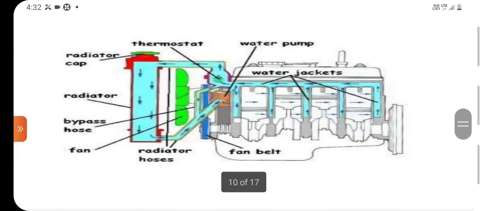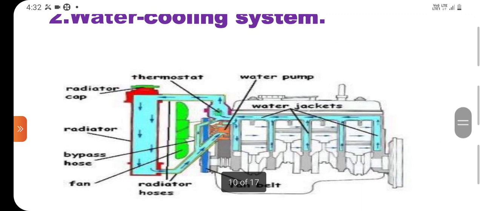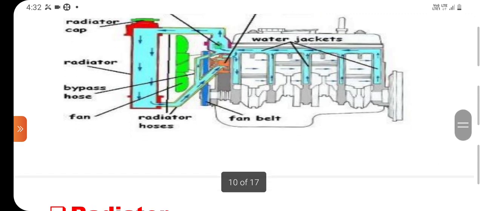Now, how do the water cooling systems work? There are various components used for the water cooling system, such as a radiator. A water pump is required to circulate the water. Radiator hoses are required. The radiator fan is required, and to drive this fan there is a requirement of a belt. These are the various components of the water cooling systems.